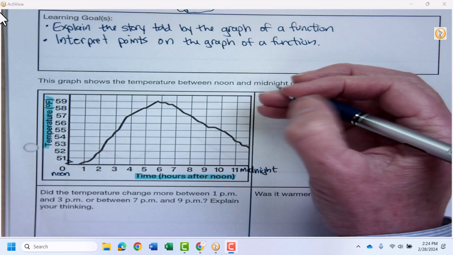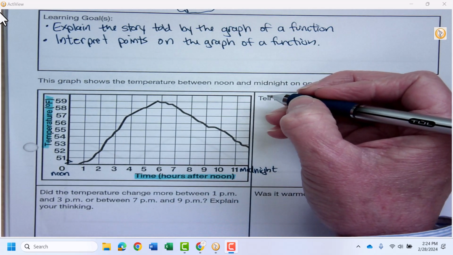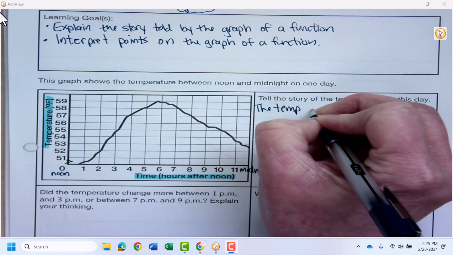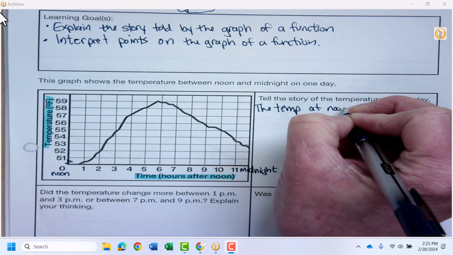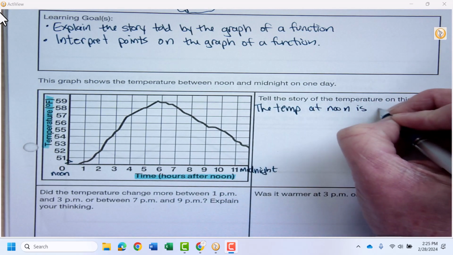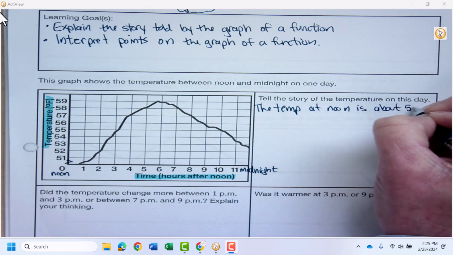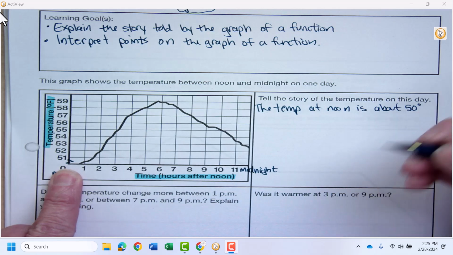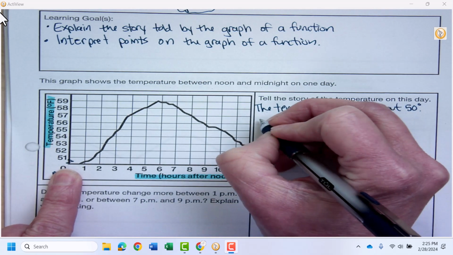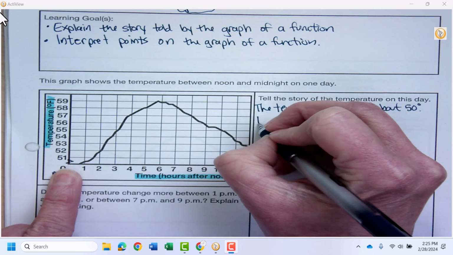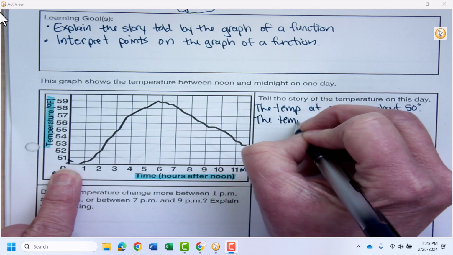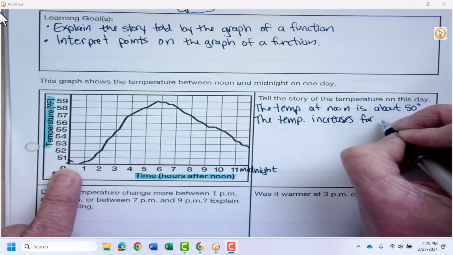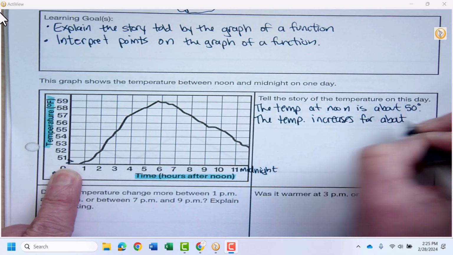So let's jot down a few little details about what's happening in this graph. We can say the temperature at noon is about 50 degrees. That's where we start here. We can say it gets warmer for about 6 hours, or I should say the temperature increases for about 6 hours. About 6 hours.